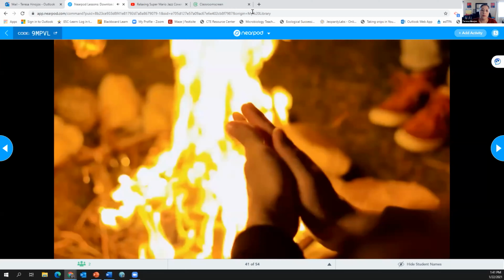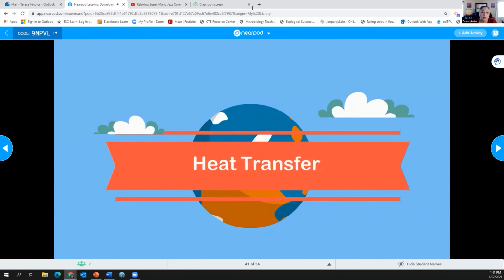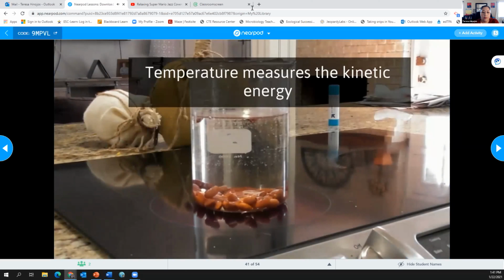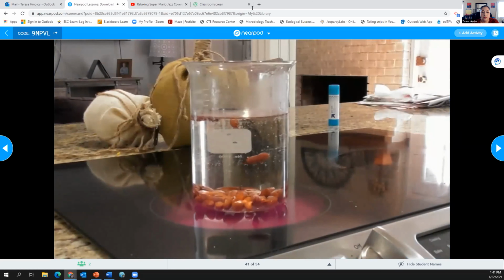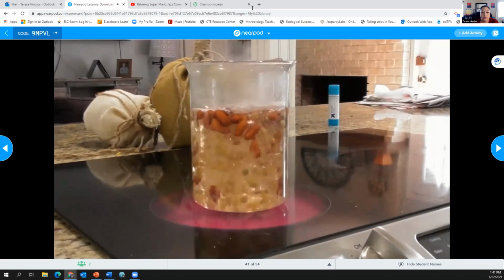Are all examples of heat transfer. In simple terms, heat is the transfer of energy from objects of different temperatures. As objects warm up or cool down, their kinetic energy changes. Kinetic energy is the energy of motion. Temperature is a measure of the average kinetic energy of the particles in an object. As temperature increases, the energy of motion increases. As the water warms up and the temperature increases, you can see an increase in the movement.